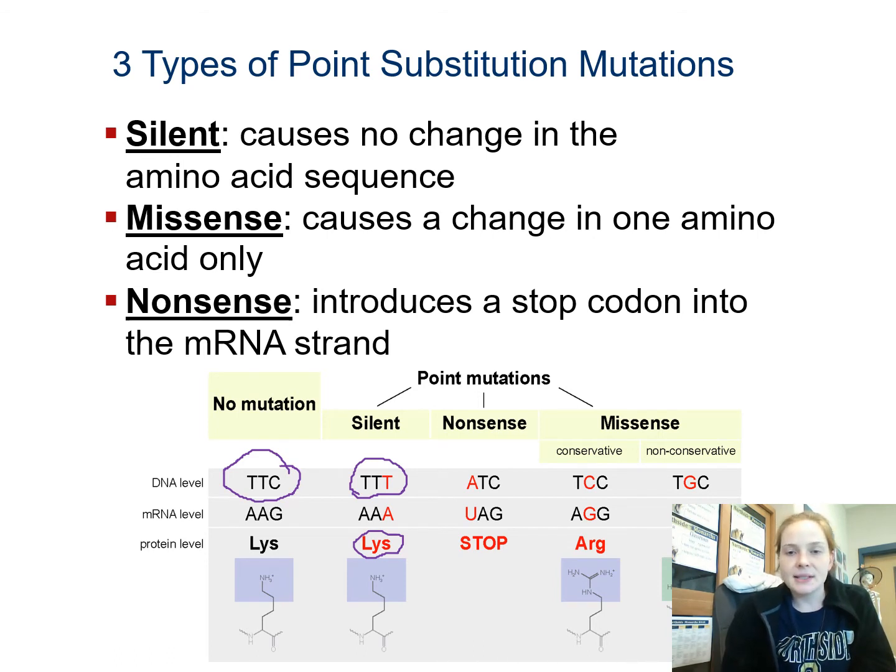Next is a missense. A missense is going to cause a change in an amino acid. Here we went from TTC to TCC. That's going to change our amino acid from lysine to arginine. So that is probably going to cause an issue, and that's what's happening with sickle cell. So sickle cell is a missense. One of the amino acids changed, and from that we get a lot of problems.